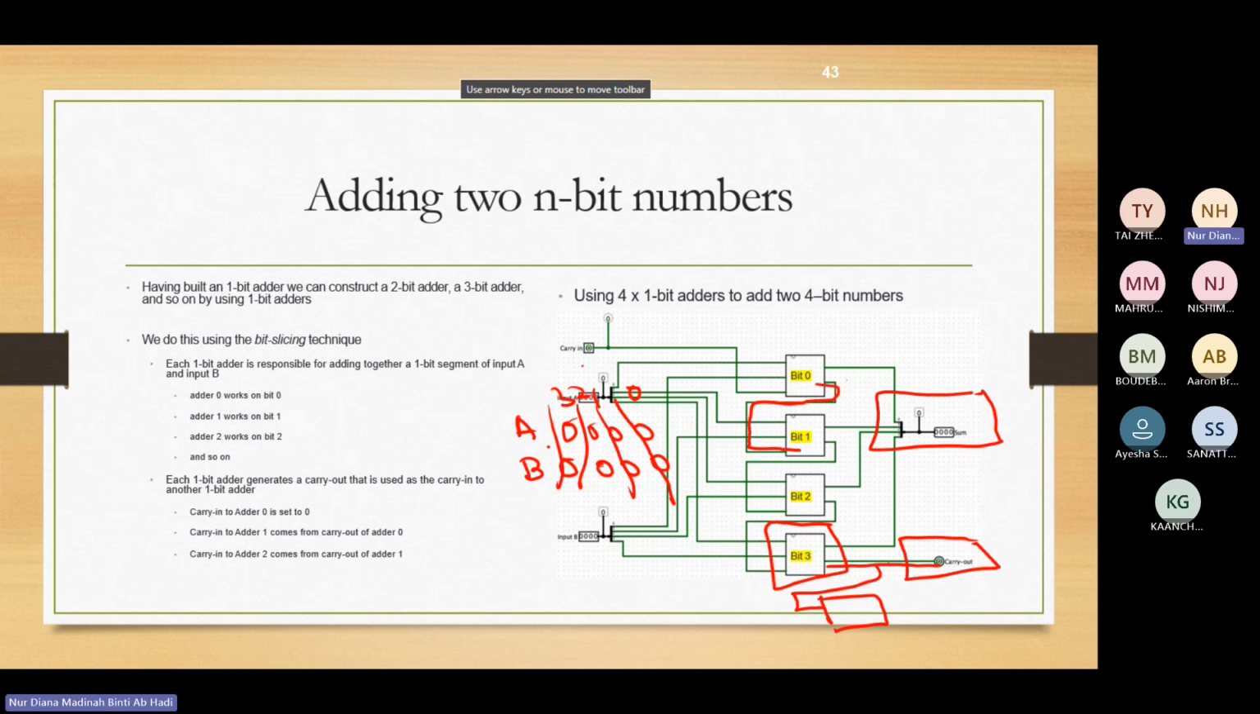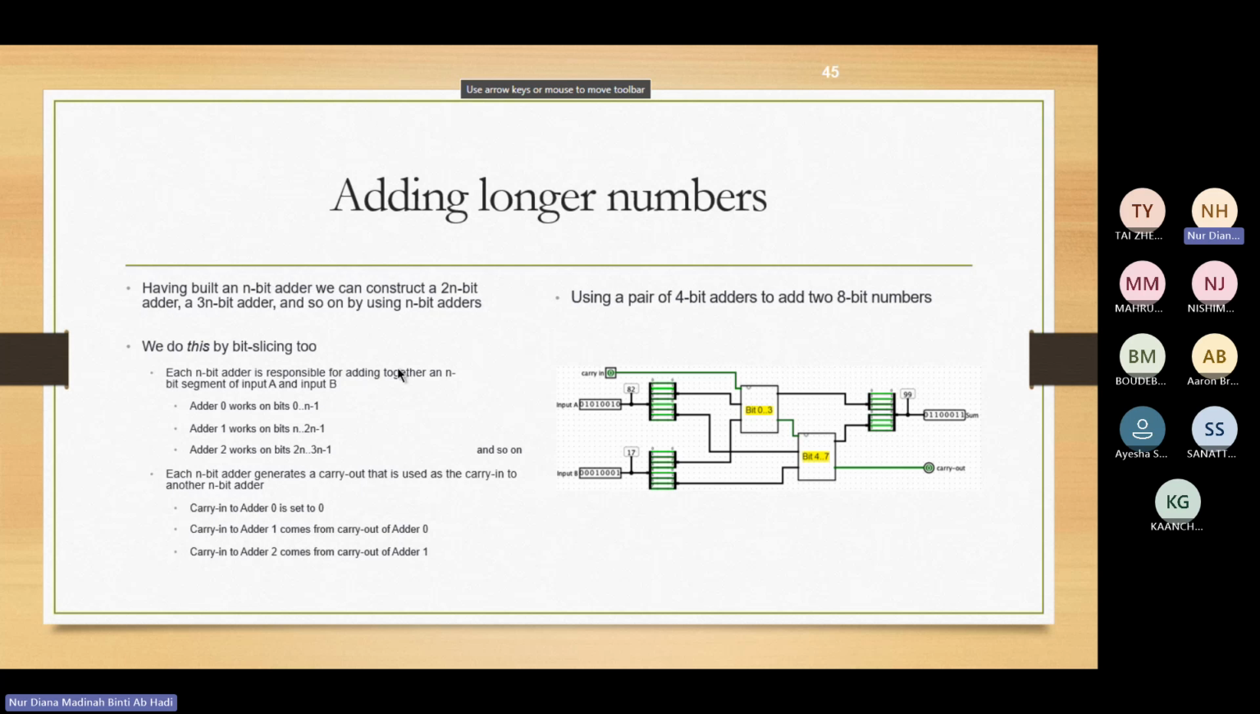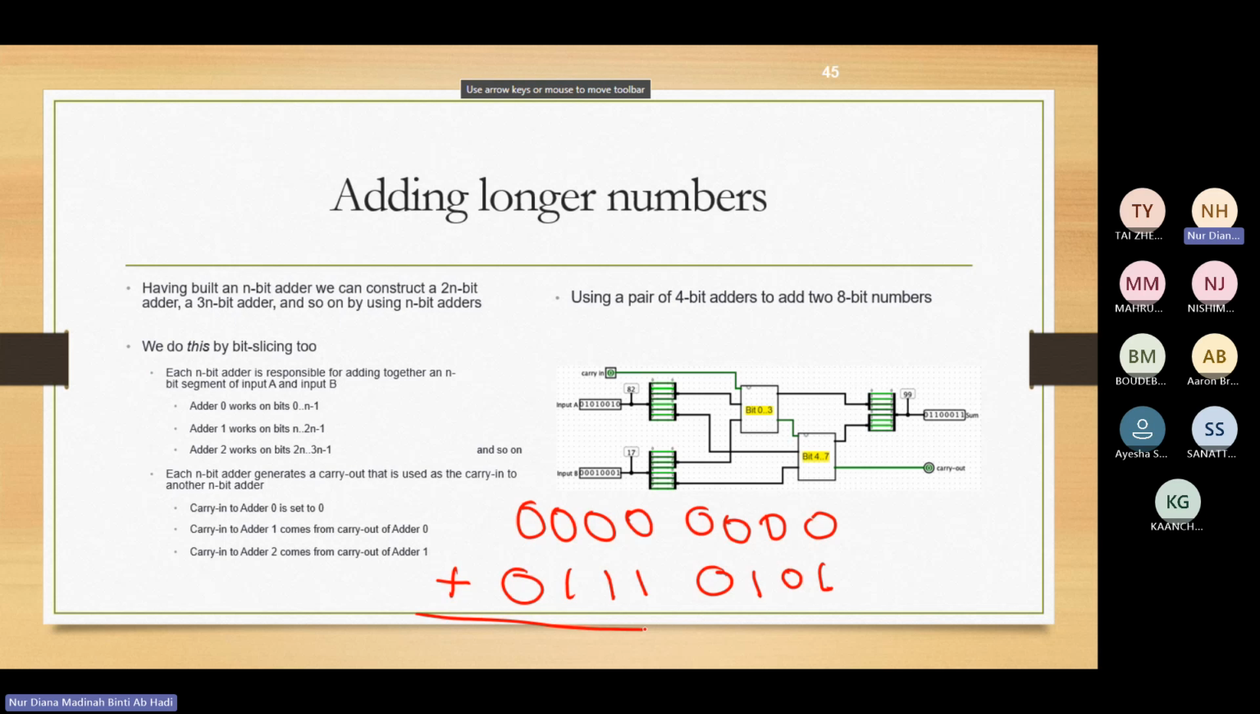Okay, so next, adding longer numbers. We can do it with as many bits as we want. For example, we have 1, 2, 3, 4, 5, 6, 7, 8, and 1, 2, 3, 4, 5, 6, 7, 8. So we want to add them up together.